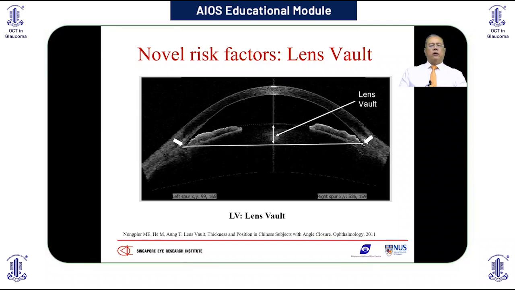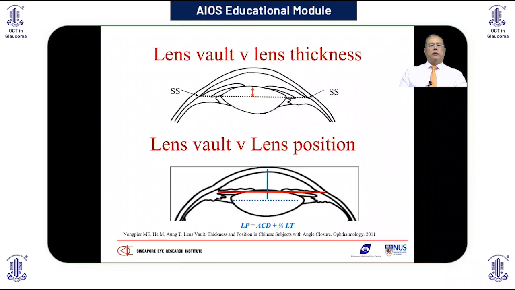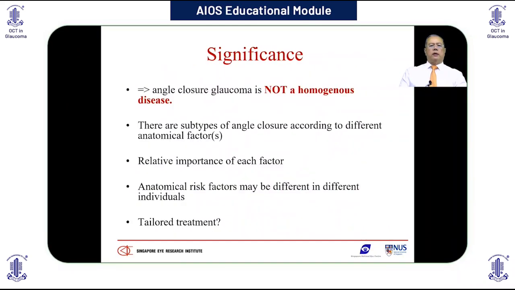Finally, a risk factor called the lens vault, which is the part of the lens anterior to a line joining the two scleral spurs. And this represents the part of the lens that's jutting into the anterior chamber. The lens vault is different from the lens thickness and lens position.